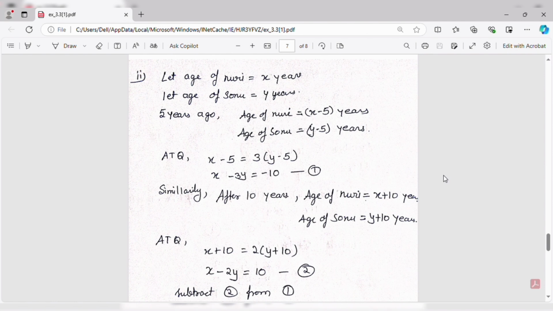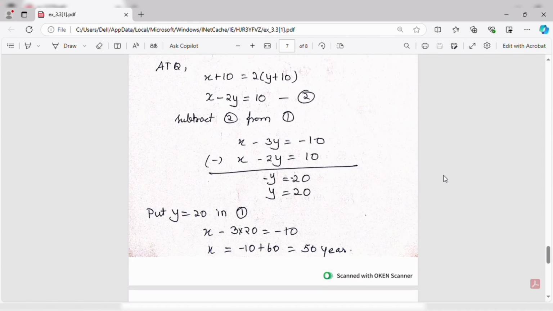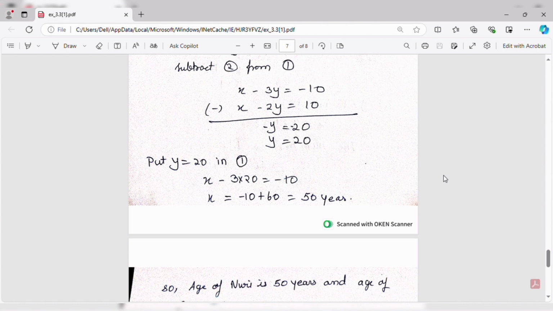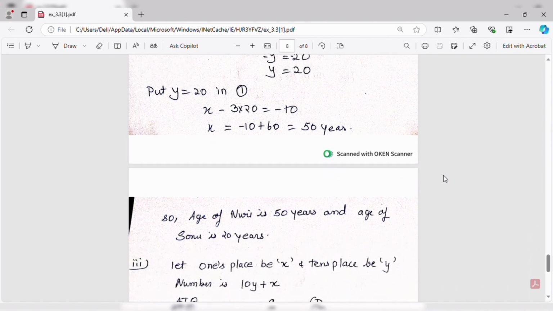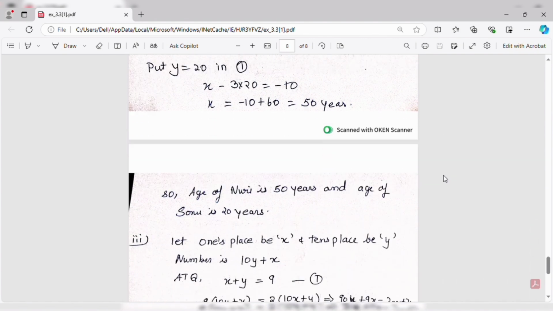Similarly, after 10 years, age of Noori would be x plus 10 and age of Sonu would be y plus 10. So as the condition given in the question, x plus 10 is 2 times y plus 10, and we will get the second equation as x minus 2y equal 10. We will subtract second equation from first, and we will get y as 10 and x as 50. So age of Noori is 50 years and age of Sonu is 20 years.